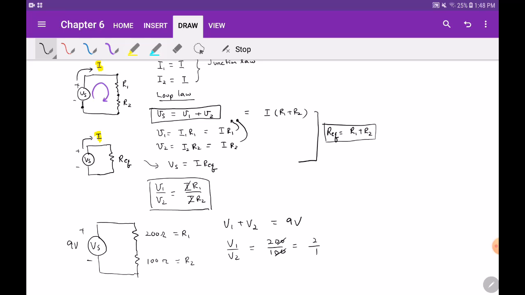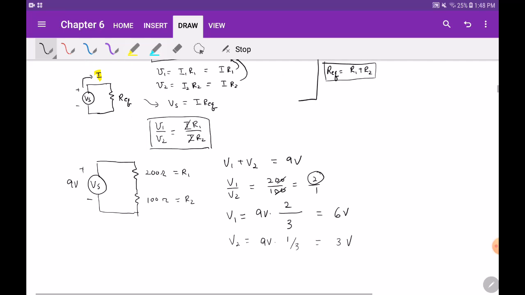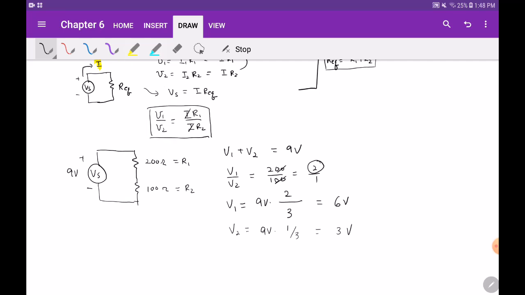Okay, so we can do this really quickly. What is the voltage drop across the resistor 1? We can use 9 volt, which is the total, and what you do is split this into a 2 to 1 ratio. So what that means is you break it up into 3 different parts, okay? And V1 gets 2, which is 6 volt. And do the same thing. V2 is 9 volt, the total, times 1 out of 3 pieces. That means you get 3 volt. Okay? And I did all this without ever finding the current.